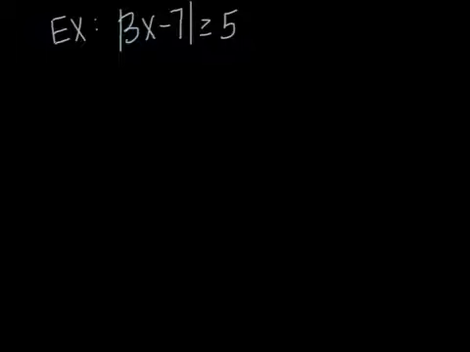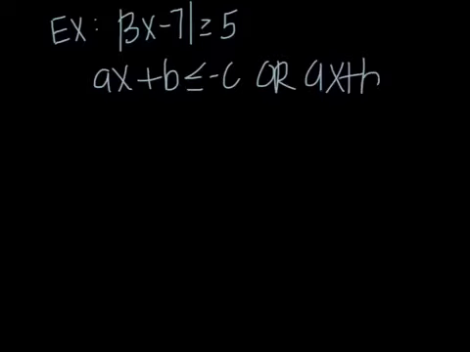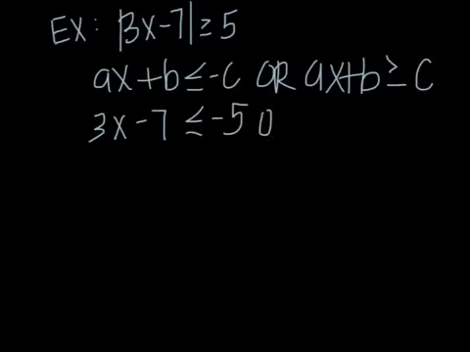So for that, the solution is going to be AX plus B is less than or equal to negative C, or AX plus B is greater than or equal to C. So I'm going to plug this in. My AX plus B is the part inside the inequality. So I have 3x minus 7 is less than or equal to, and the C is the value to the right of your inequality symbol. So it's going to be negative 5. Or 3x minus 7 is greater than or equal to 5.